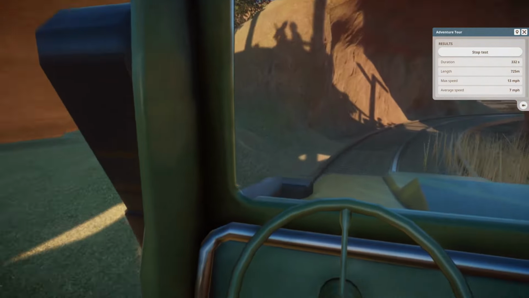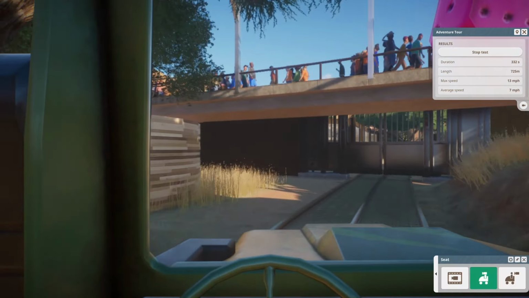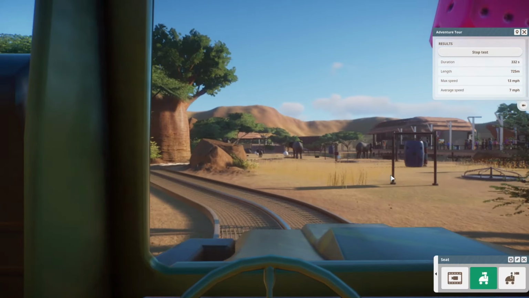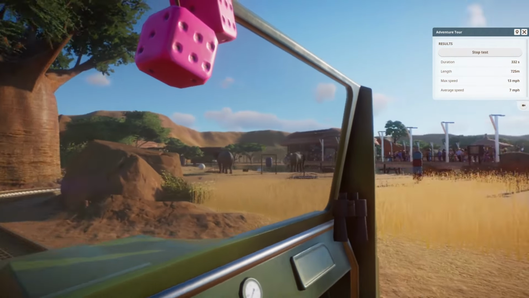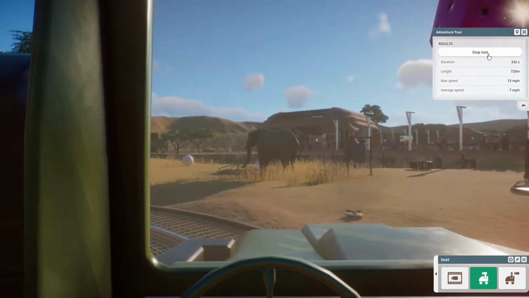Please take your seat, and the bar will automatically lower when all guests are seated. Please keep your arms and legs inside of the vehicle at all times. Eat a slice of pizza and enjoy your ride.